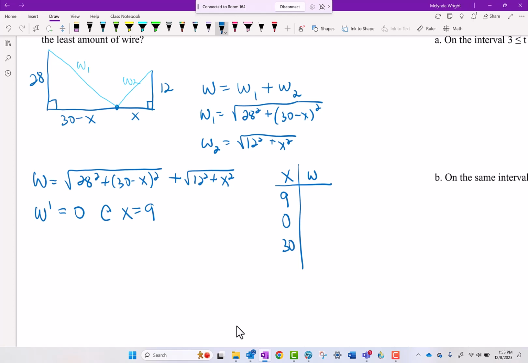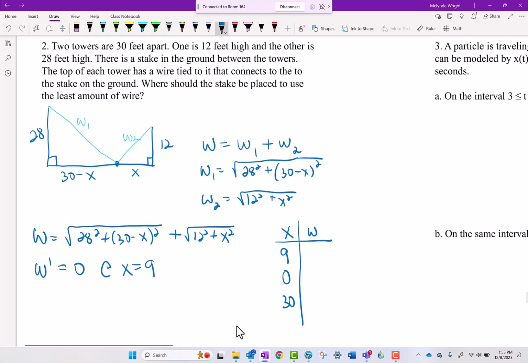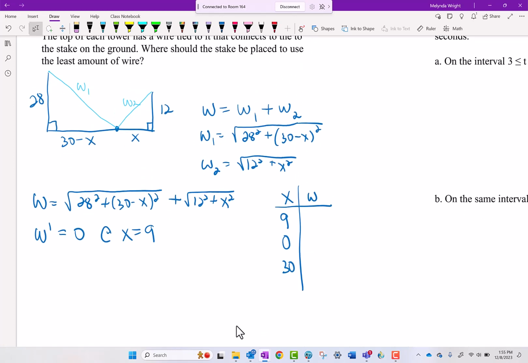Now remember, let's remind ourselves, what do we do with these numbers? Where are we going to put them back in? Which equation are we going to put these candidates in? The original, in the original, right? Because we're trying to figure out what are we doing here? We're doing least amount of wire, so we're minimizing. We want to know the smallest.